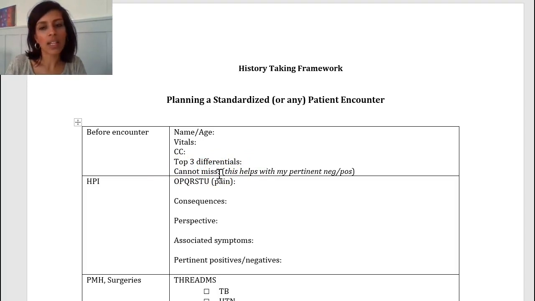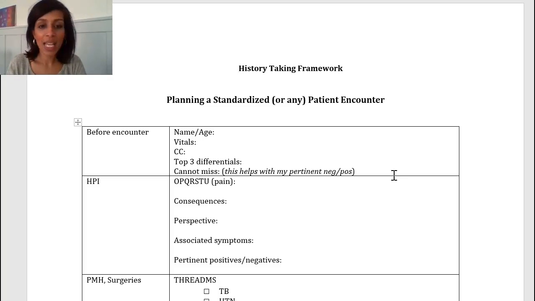And the reason I write that down is because I know that I must remember to ask these questions during the encounter, and that will help me with my pertinent negatives and positives. So as an example, if someone comes in with fever, I must remember to ask about recent travel abroad, and I must remember to ask about sick contacts. And that's where vitals might be important, of course, because this might be a septic shock.